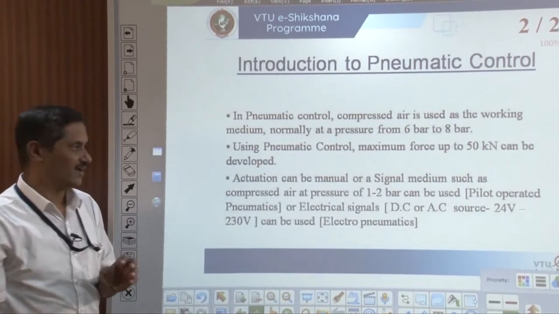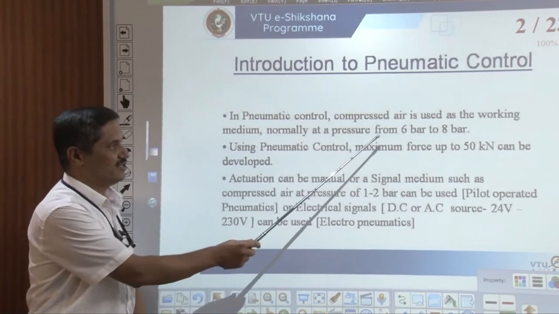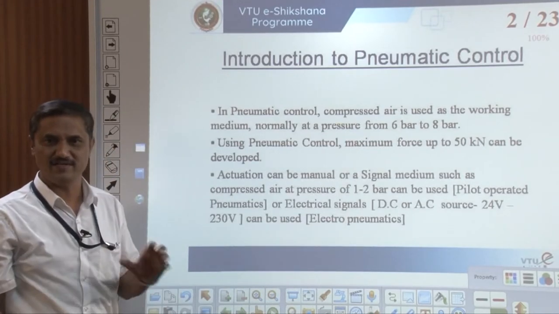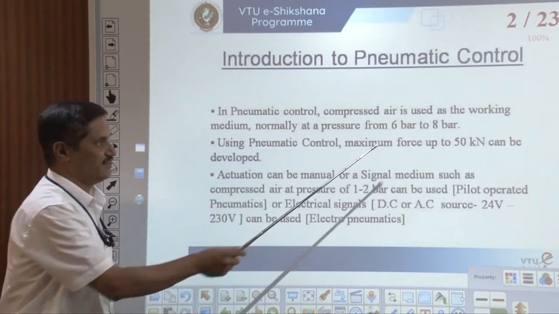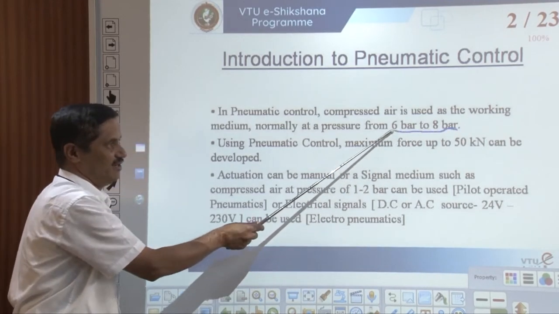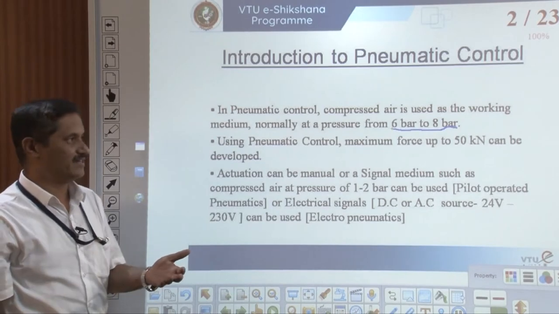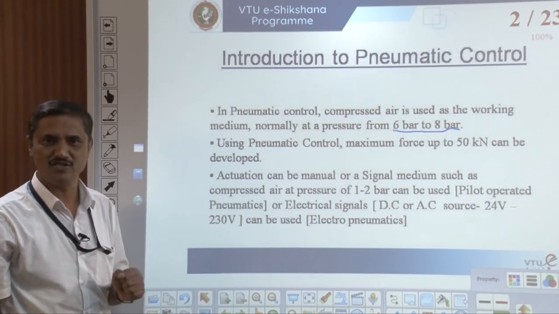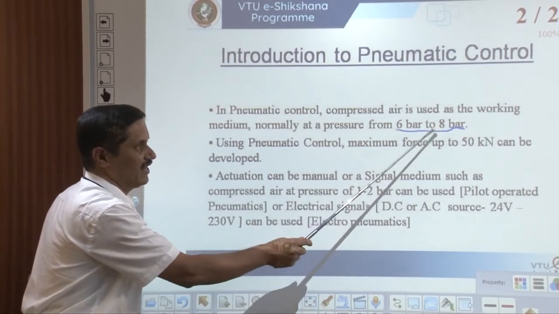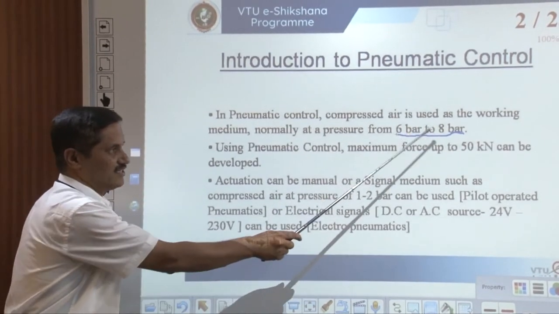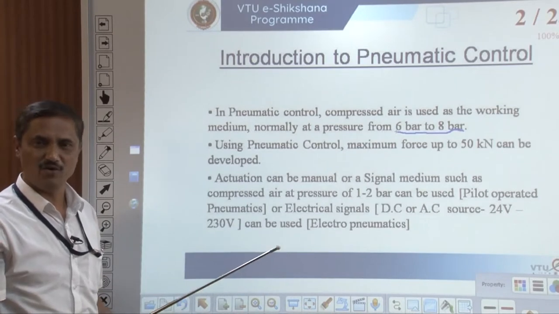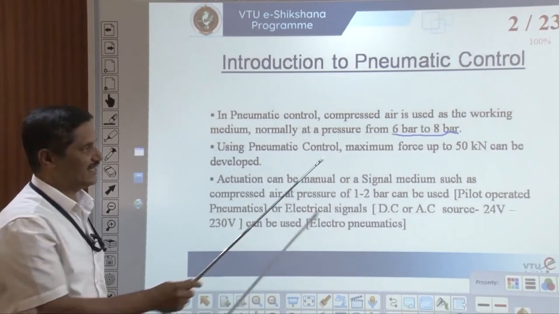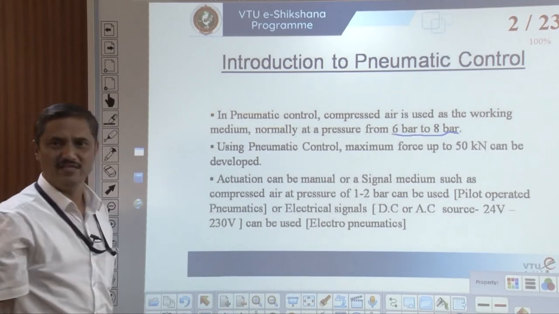Normally, industry uses two different pressure ranges. One is between 6 to 8 bar, which is called the low pressure area, and many applications fall under this pressure band. The other application area is the high pressure area, where we go up to 15-20 bar, where engraving, embossing kinds of work are done at a much higher pressure. At 6 to 8 bar, you can find applications like door opening, closing, push-pull, ejecting, turning, all these kinds of applications.